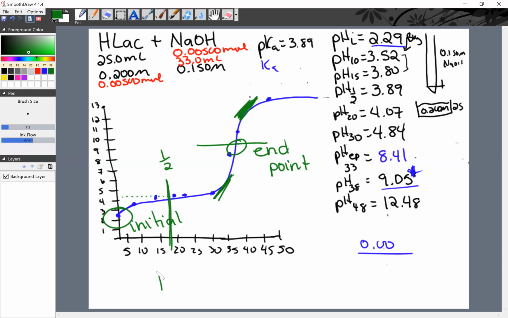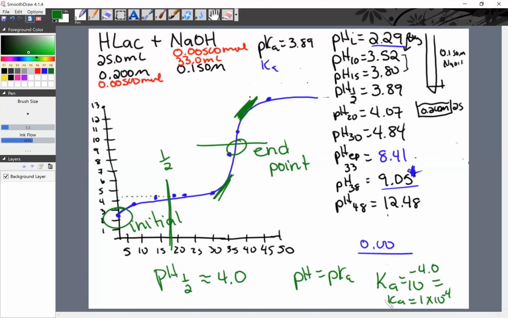4.0. So the pH at the half point roughly, okay, now this is from a graph, so it looks really ugly, is 4.0. But I know the pH equals the pKa at the half point. So my Ka is 10 to the negative 4.0. So I could actually find a potential ballpark of my Ka. Okay, that's the power of a graph. That's the power of a graph.